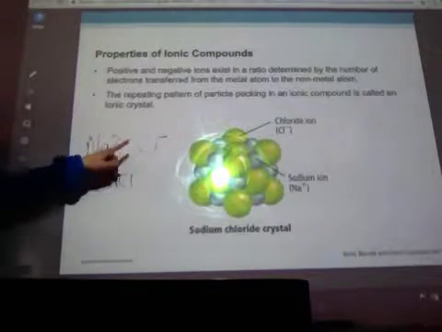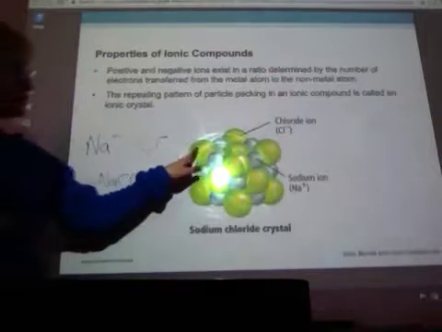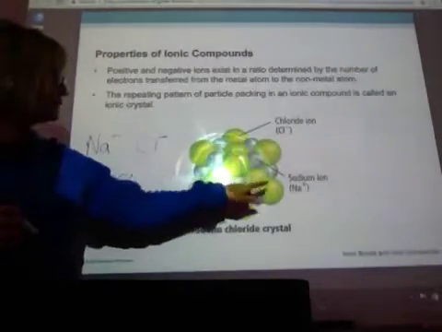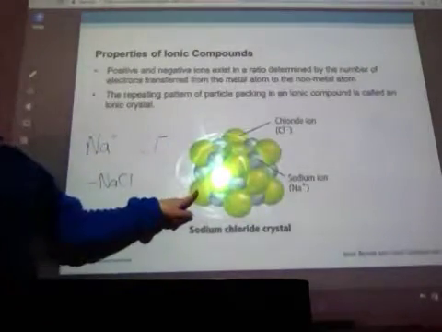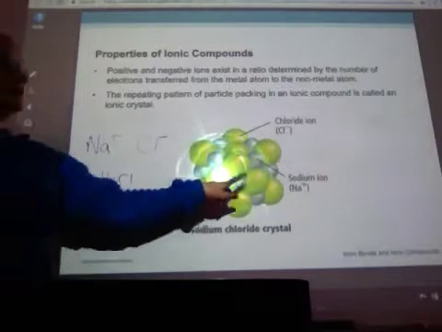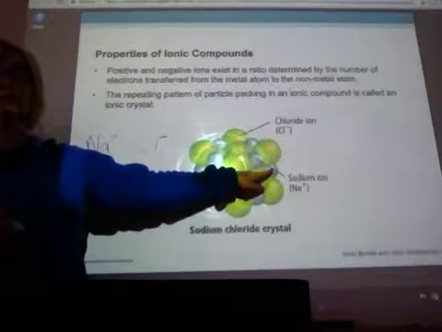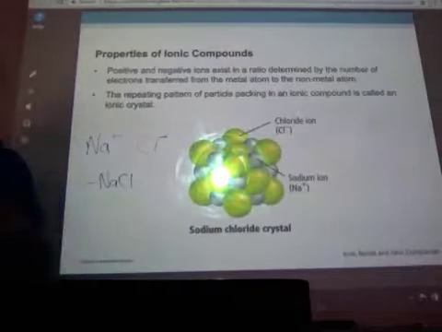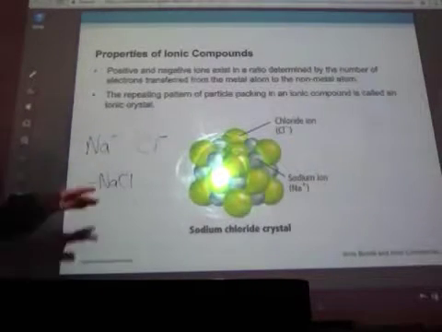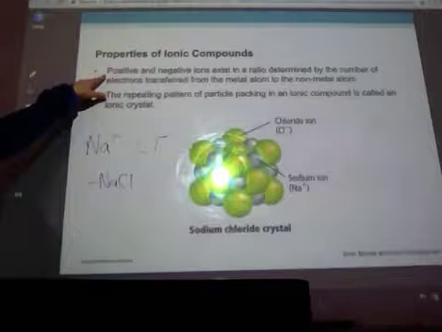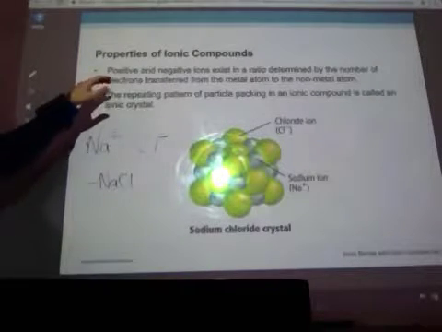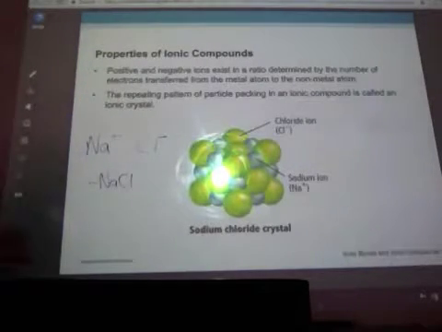So what happens when you make an ionic compound is it is a neutral compound because these should balance out. So if you actually counted these, 1, 2, 3, 4, 5, 6, 7, 8, 9, if I have 10 chlorides, I should have 10 sodiums so that my compound is neutral. So positive and negative ions exist in a ratio determined by how many electrons are used.